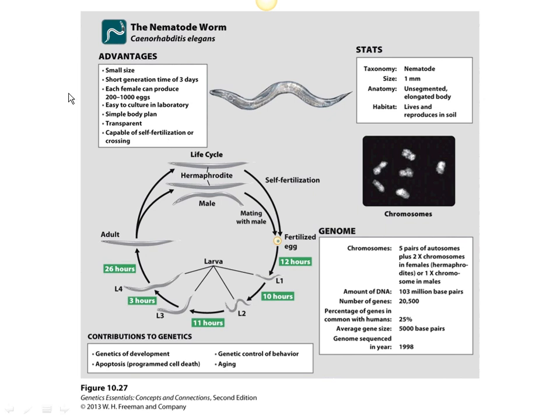The model organism in this chapter is described as the nematode worm, C. elegans. C. elegans is a very small organism, but it has a very short generation time, and it's very easy to have a lot of them in a small amount of space in the laboratory. They have a very short life cycle, as you can see here. The contributions to genetics have mostly had to do with development and apoptosis, which is involved with development, programmed cell death.